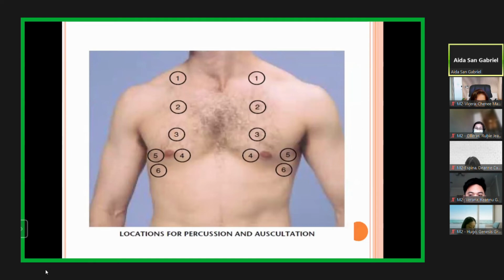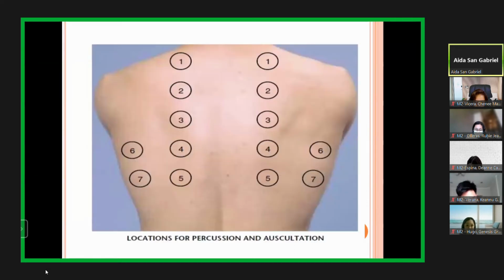So the areas where you are going to percuss are also the areas where you are going to auscultate. So you put your diaphragm or your bell of your stethoscope on these areas. This is the anterior, this is the posterior areas. So percussion and auscultation will be done on these areas. So take note of the number, 1, 2. Never forget.